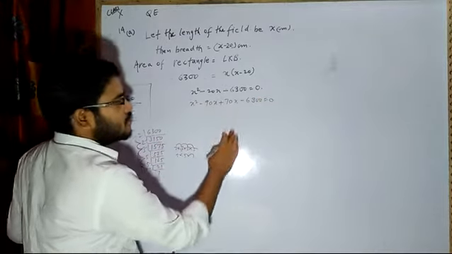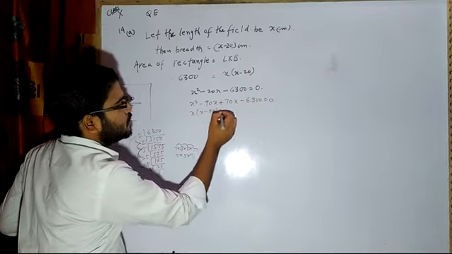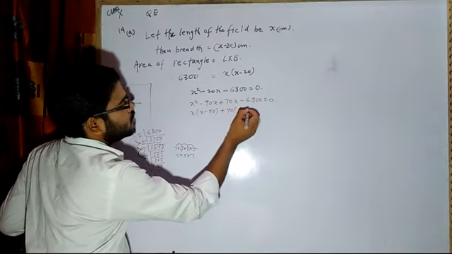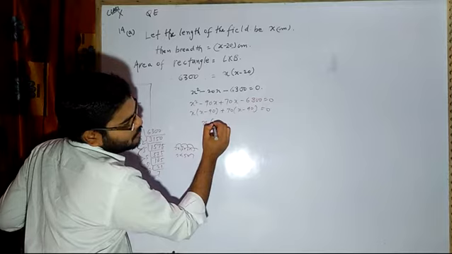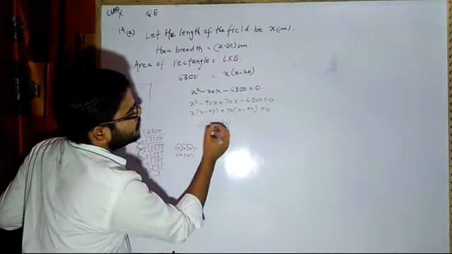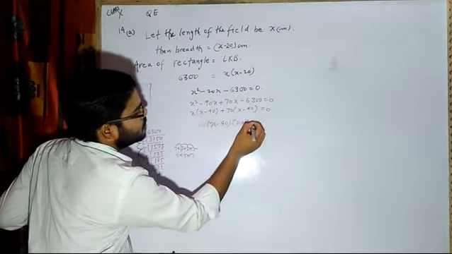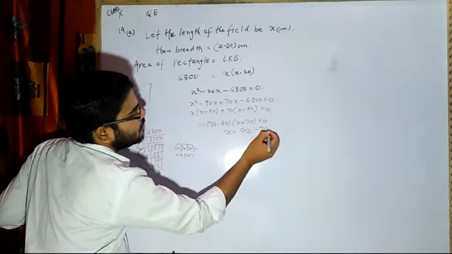Now 9 7s are 63. In that manner also we could have solved. So x into x minus 90 plus 70 into x minus 90 is equal to 0. So x minus 90 into x plus 70 is equal to 0. x will be equal to 90 or minus 70.